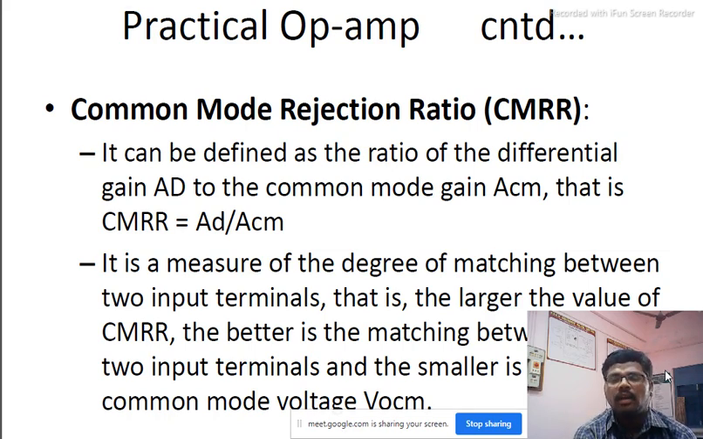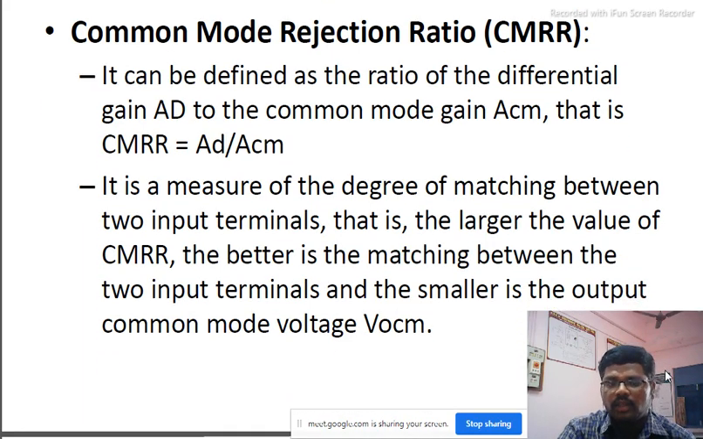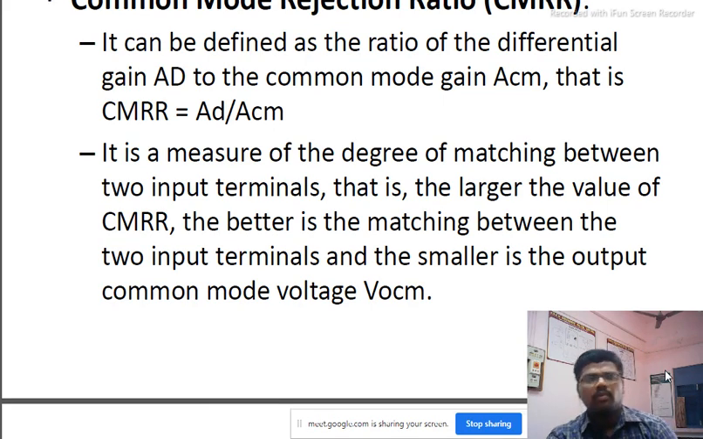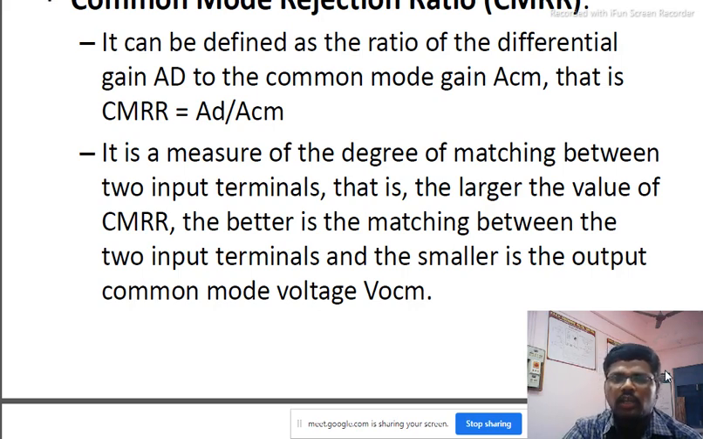That is, the larger the value of common mode rejection ratio, the better is the matching between the two input terminals, and the smaller is the output common mode voltage. Therefore, common mode rejection ratio depends completely on the input terminals or input device.